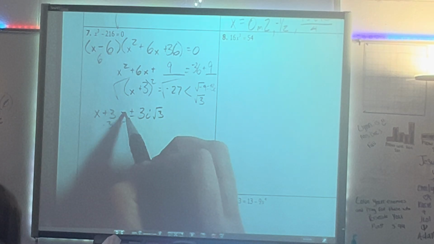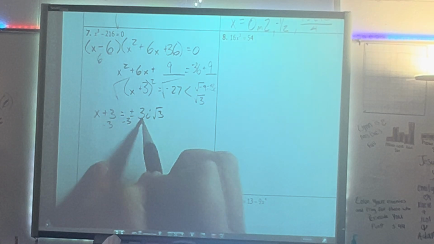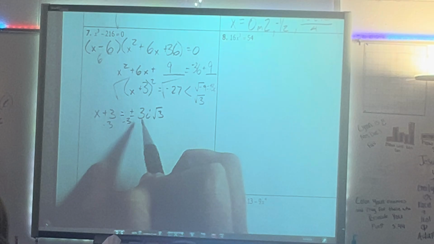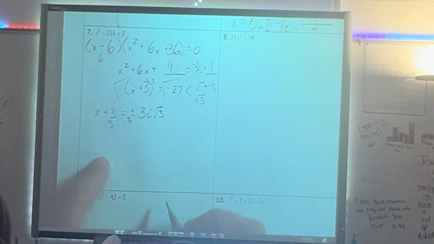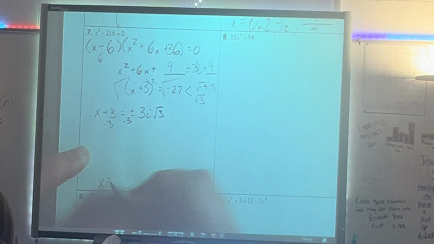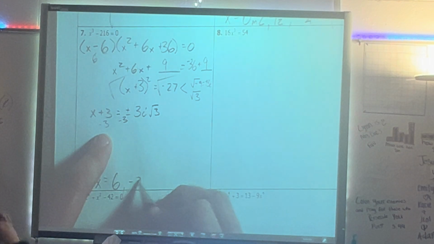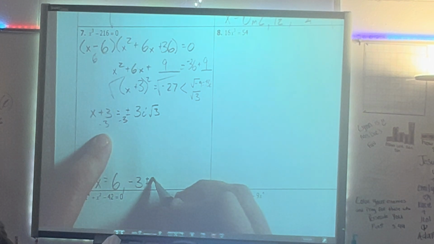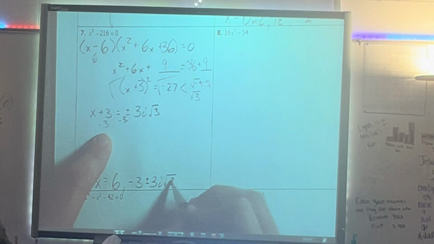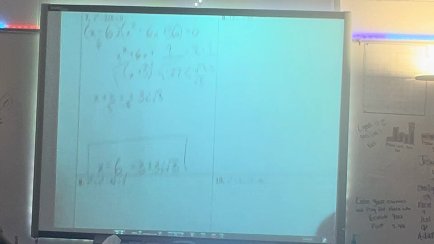Then I've got to subtract my 3 to the other side. And I've got to put it in the front out here. It does not go to this 3 here. We don't attach them. Y'all remember that? Okay. So what I end up with is, here's my 6 that was down here. When I subtract this to the other side, I have negative 3 plus or minus 3i root 3. That's how I'm going to write that. Y'all remember how to write those.